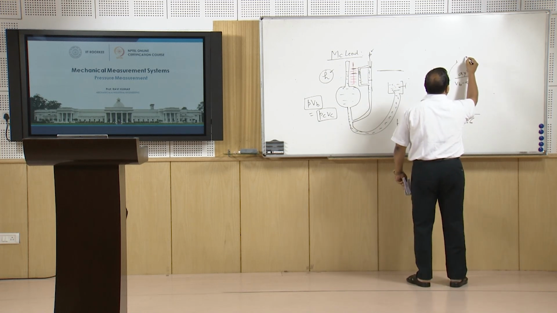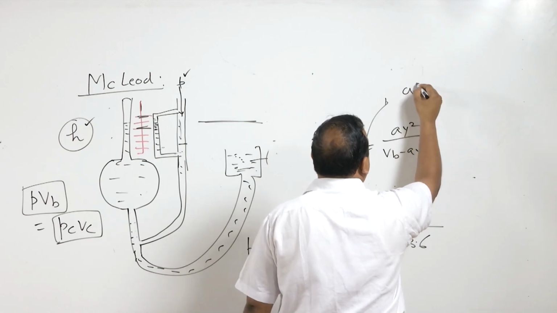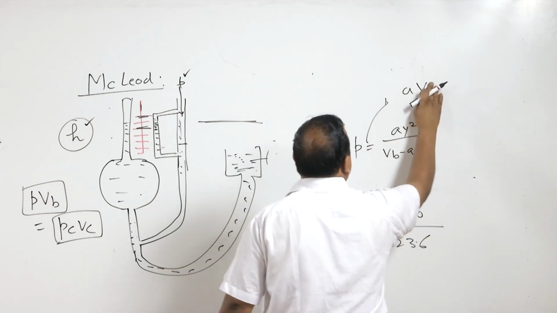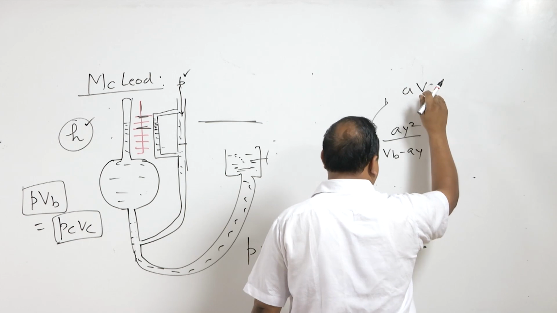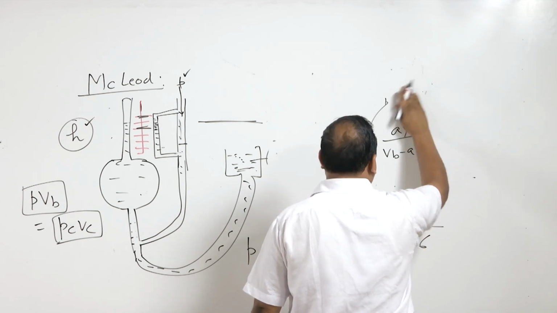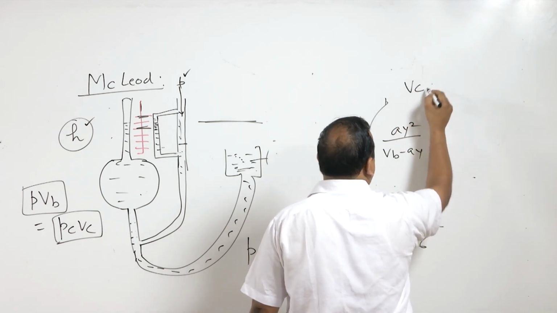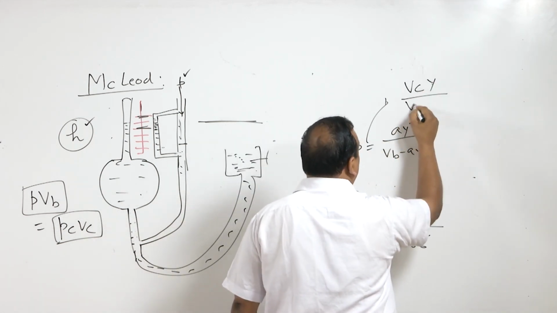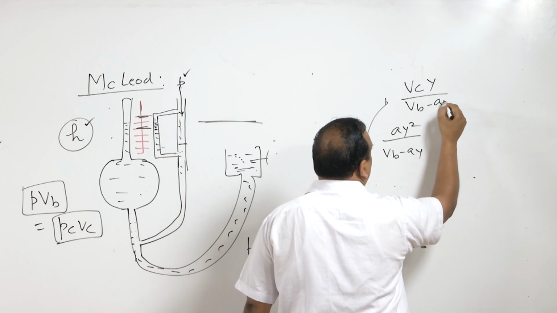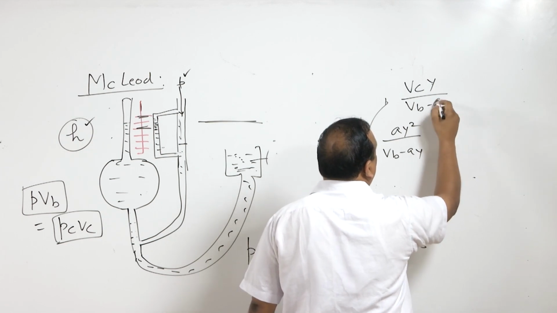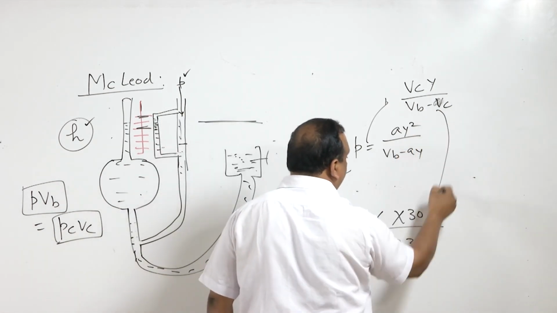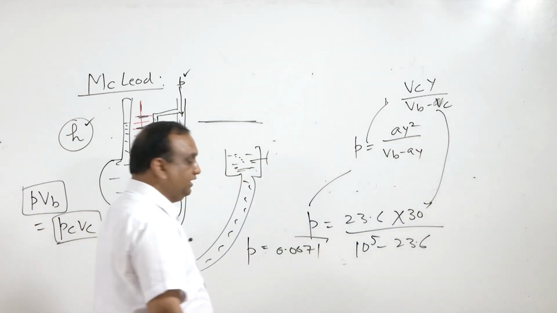So we have got P equal to AY square divided by VB minus AY. AY is the volume of the capillary, and VB minus AY is also the volume of the bulb minus the volume of the capillary. It can be written like this also. So we have used this here to find the value of P.